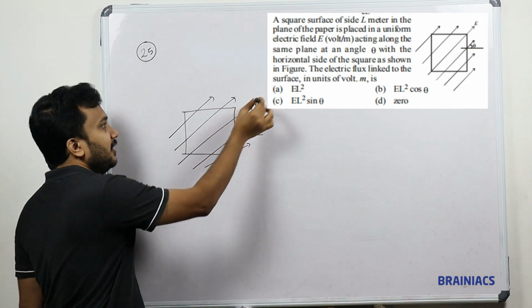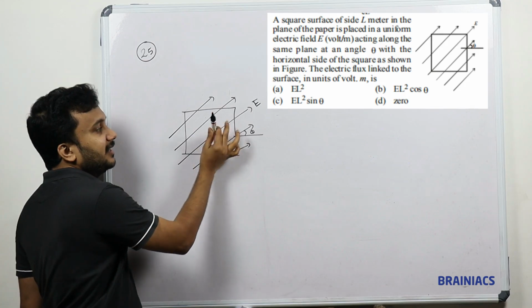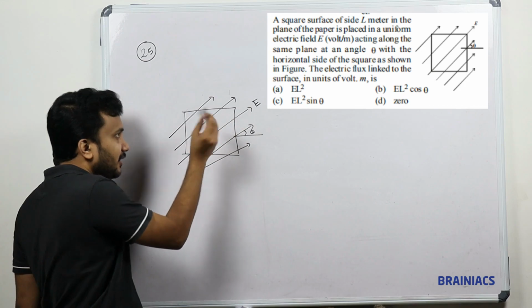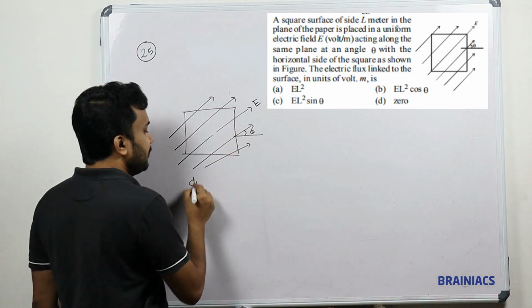So area vector and electric field, what is the angle between this black line and my pen? This angle is 90 degree, correct? The line is like this, and area vector is like this. So what is the angle? 90.